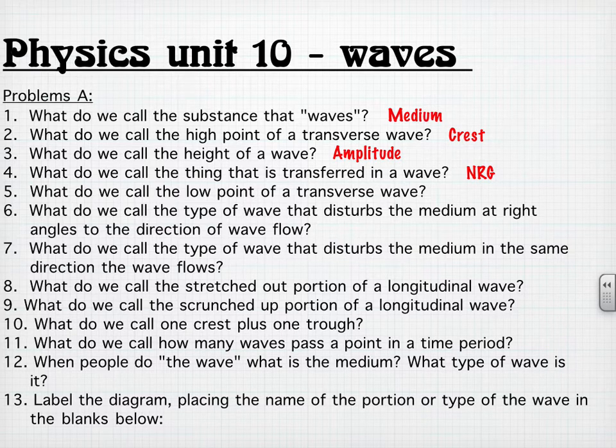The low point of a transverse wave was a trough. That is spelled TROUGH. Like a pig eats out of a trough, it's shaped the same way as the trough. What do we call the type of waves that disturbs the medium at right angles to the direction of wave flow? That was transverse.